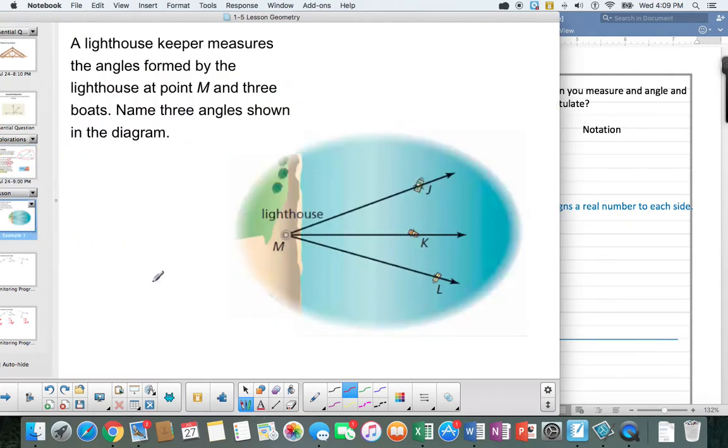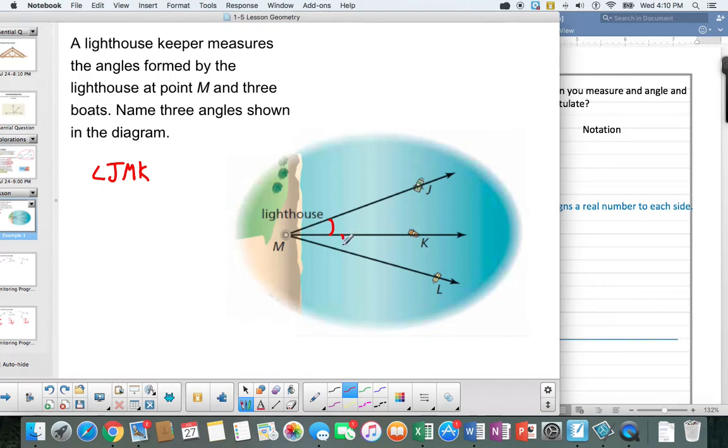Okay, here's an example. We have 3 angles here, and we would like to name all 3 angles. So I'm going to try to name this angle right here. And I cannot say angle M because you would not know whether I was talking about this angle, the other angle, or the big angle. So in this case, I have to use the 3-letter option. So I'll say J, M, K. Now I could reverse J and K, but M still has to be in the middle.